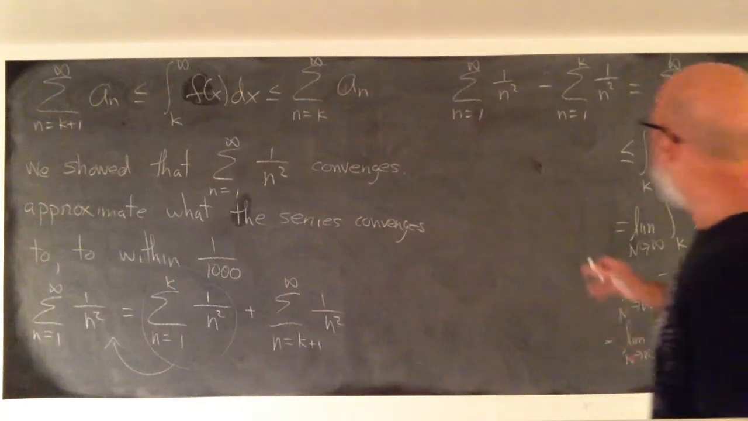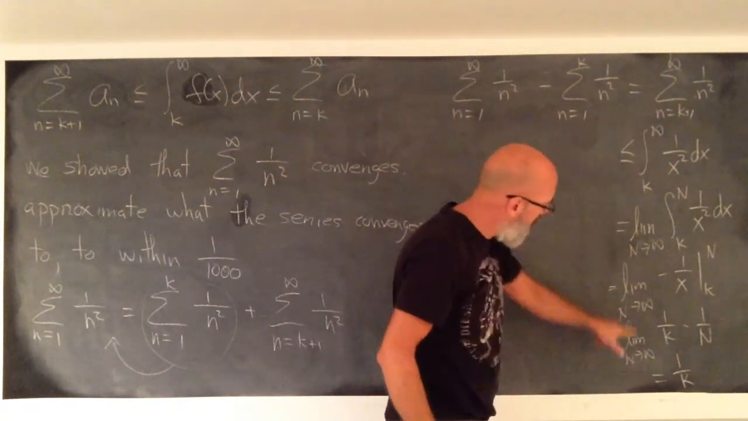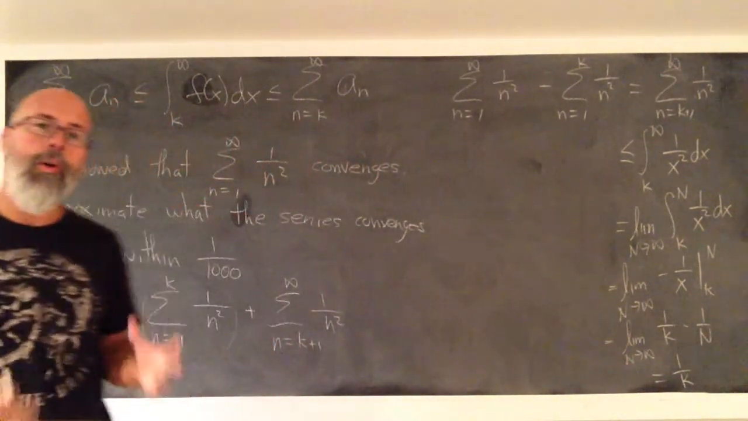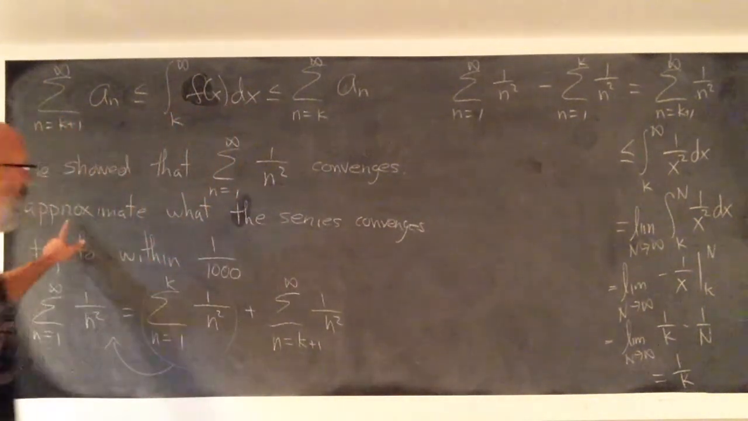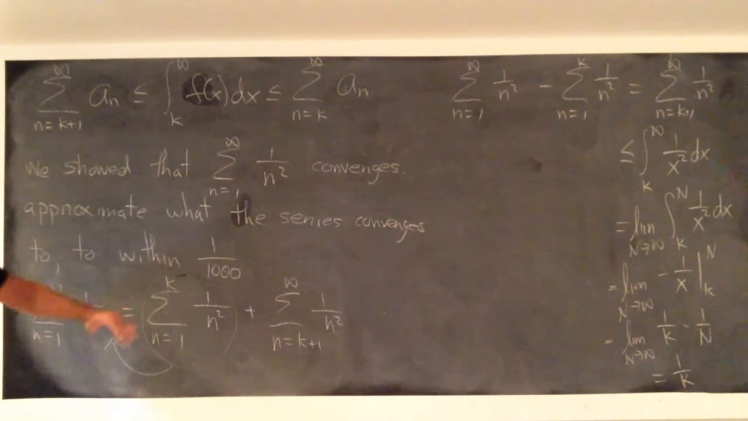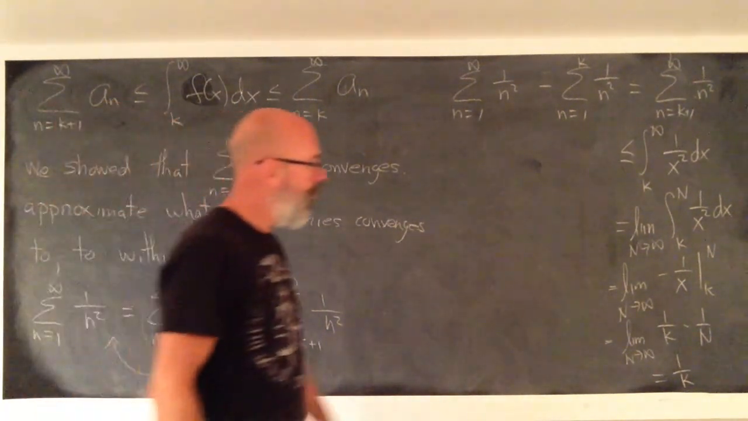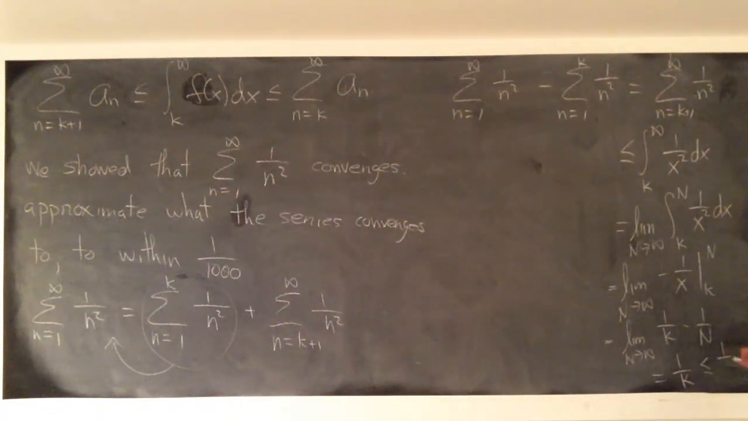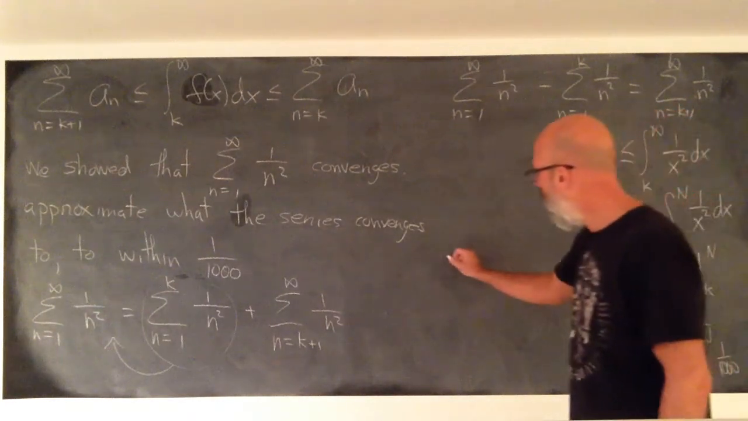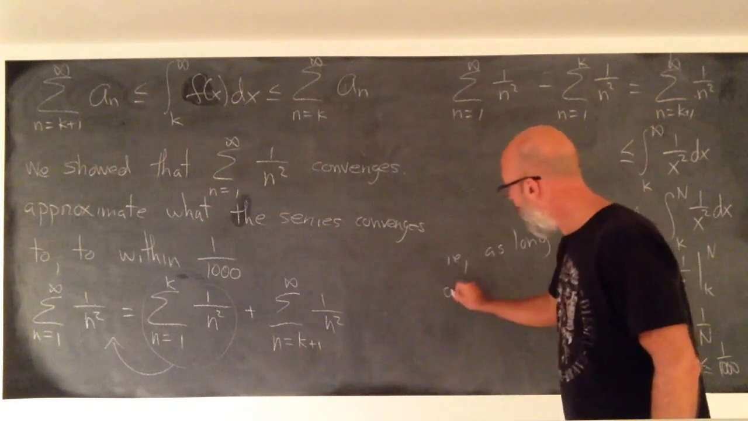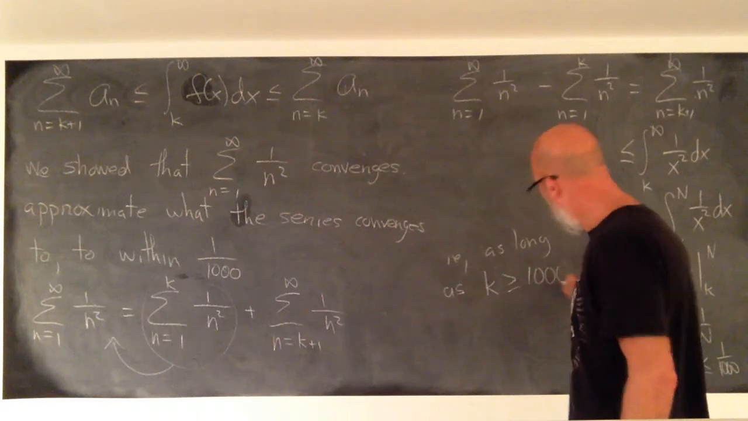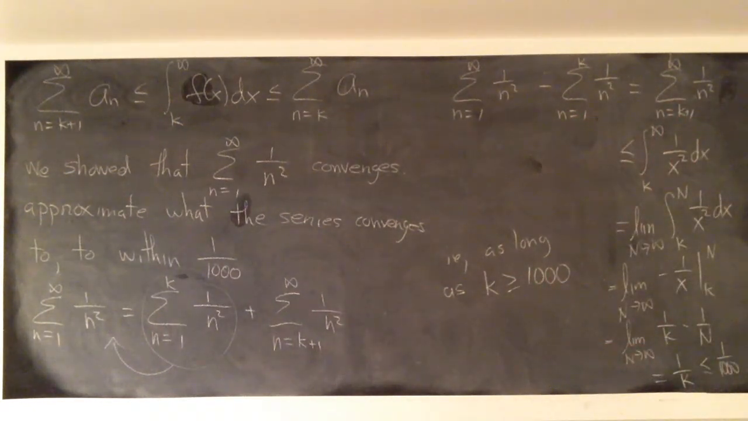What are we saying? We're saying that the difference between these two things is less than or equal to 1 over k. So if you want the approximation to be within 1 over 1,000, as long as this is less than 1 over 1,000, you're good to go. In other words, as long as k is bigger than or equal to 1,000, you're going to get an approximation to what the series converges to, that is, to within 1 over 1,000.